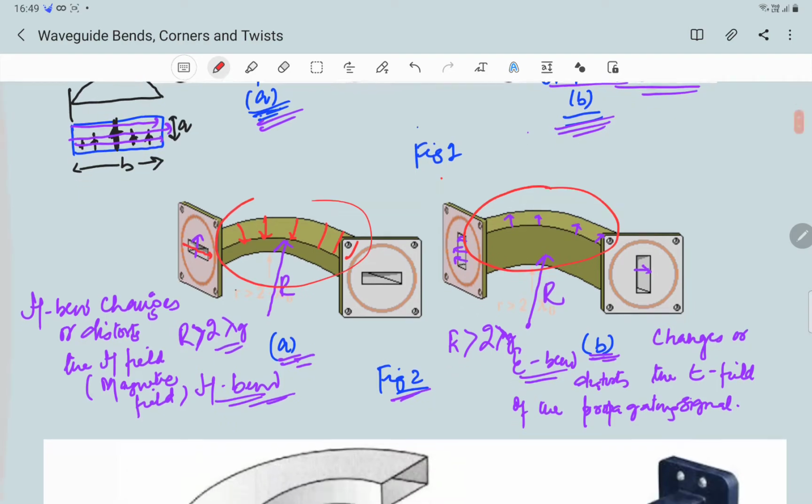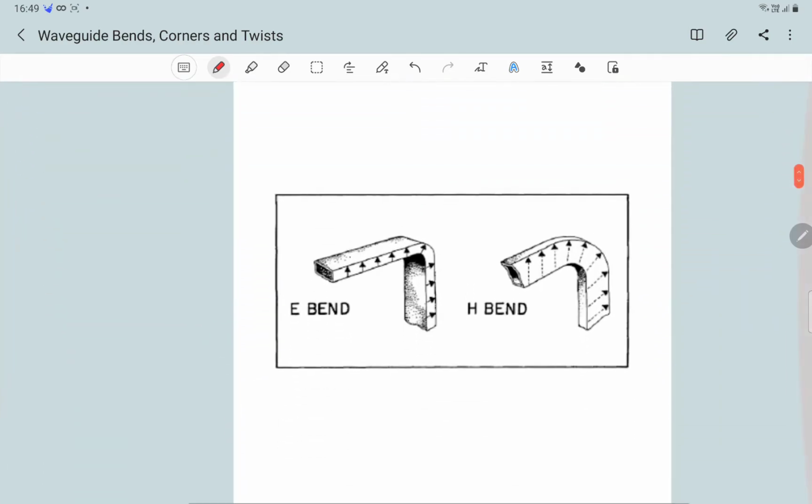It can be understood from another figure. Say for example, we have this as an E bend. Here, as I said, on the cross section of a waveguide, the electric field is like this.